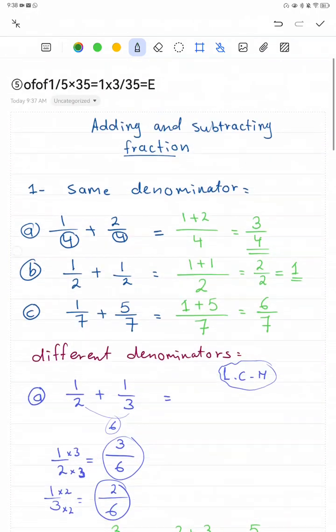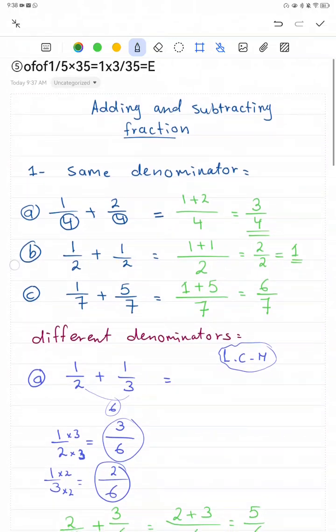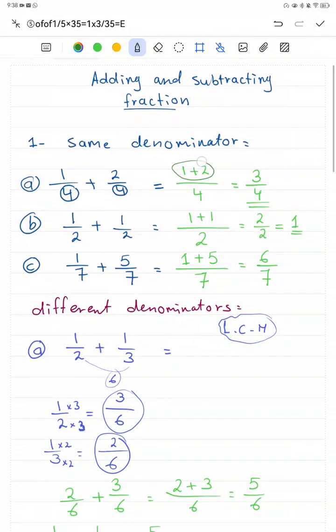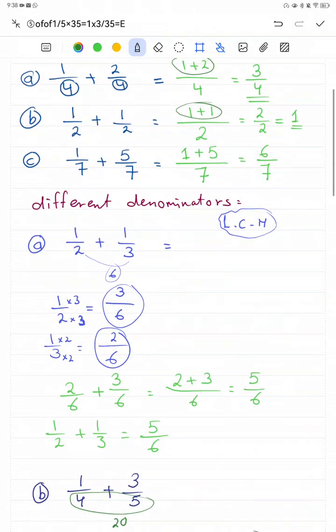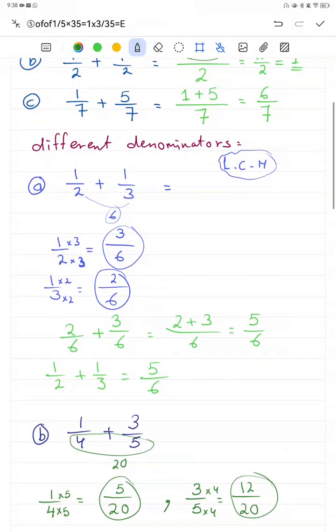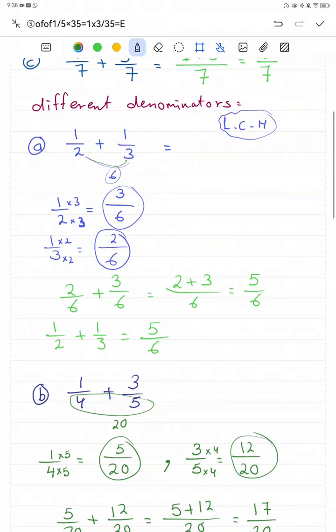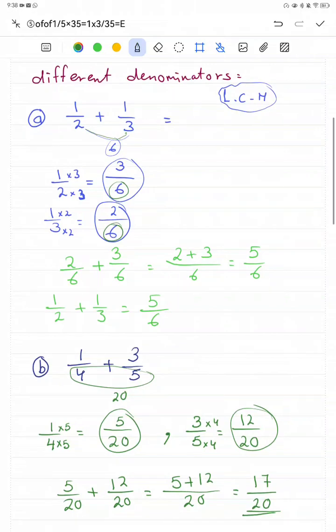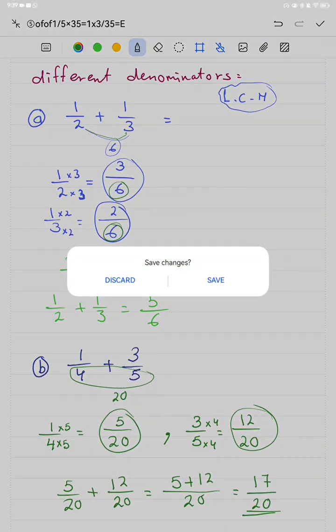Now what we have done: when adding the same denominators, we only add the top numbers, or the numerators, and use the same denominator. But when denominators are different, we try to find the least common multiple for both of the denominators and make the denominators the same, and then add them normally, the way we did earlier.